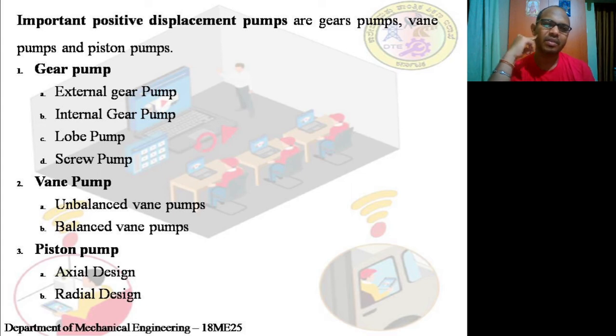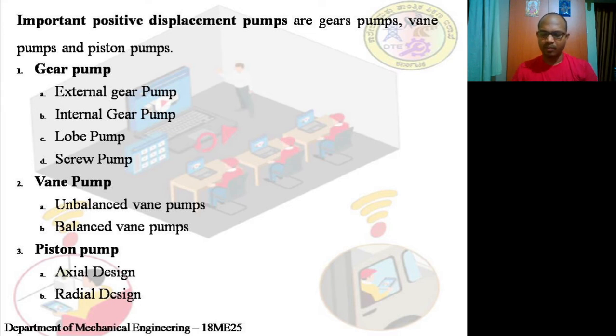The second category is the vane pumps, and even vane pumps can be classified into balanced and unbalanced. A balanced one is balanced with the mechanical forces of action, and an unbalanced one is not. Then there are the piston pumps, which have an axial design and a radial design.